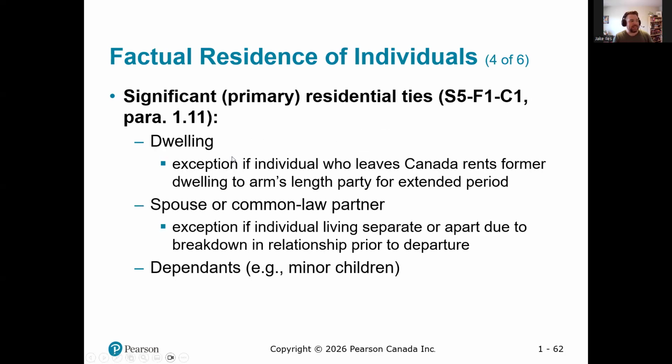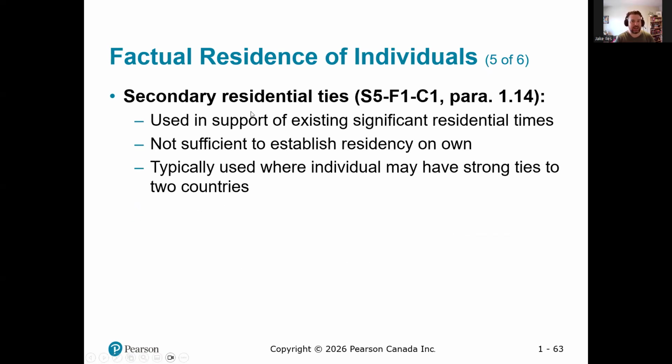Outside of those primary ties, if you have two primary ties, you're generally considered a resident. So let's say we only have one. Let's say I have a house, but I'm not married, I don't have kids. They're going to look at secondary ties to try and pad up that connection. These are used to support existing significant ties. They're not sufficient on their own to establish residency.